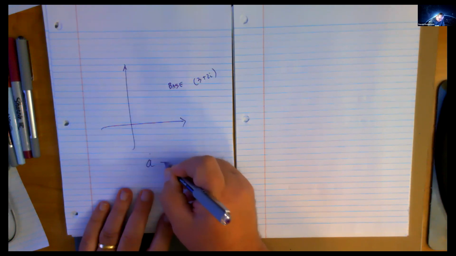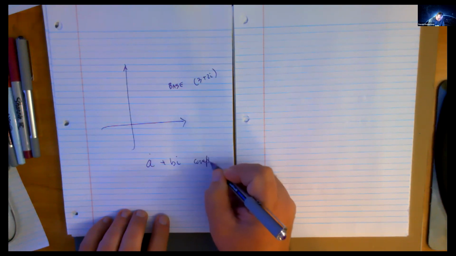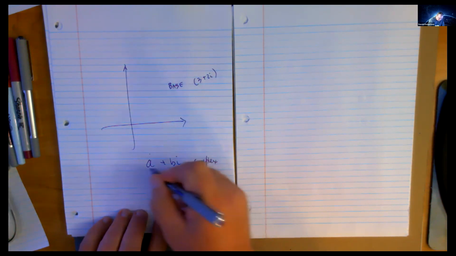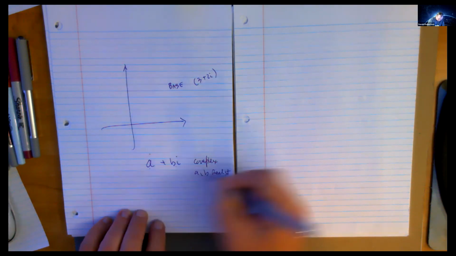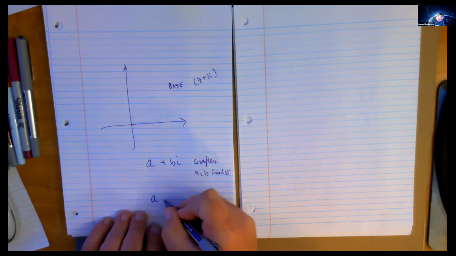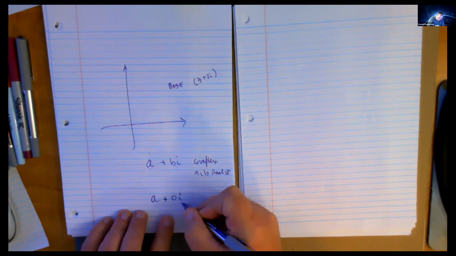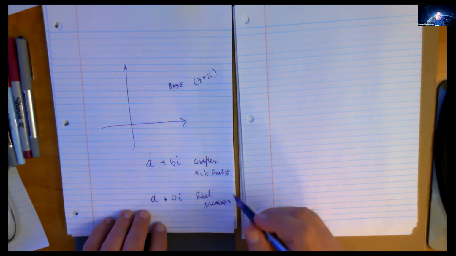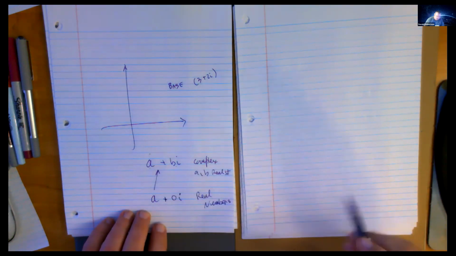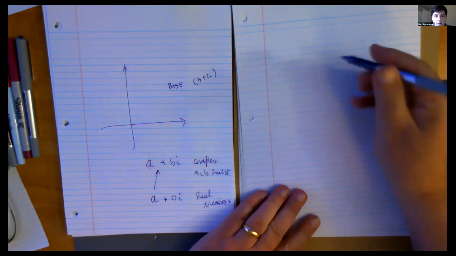If you take the general complex number, which is A plus Bi, any combination of A and B have to be real numbers. That's a complex number. If you imagine a complex number being written as A plus 0i, that means you've got real numbers. So what that means is that real numbers are just a subset of complex numbers.